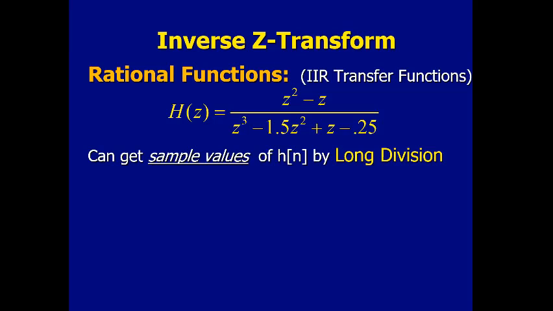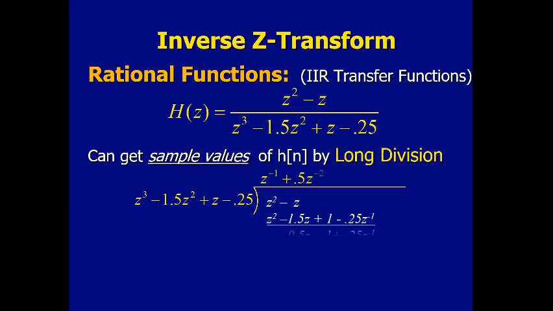So if what we're after is nothing more than sample values of the inverse transform, then simple long division will actually get those for us. I can literally divide z squared minus z by z cubed minus 1.5 z squared plus z minus a quarter, and turn the resulting quotient into an inverse z transform that gives me sample values of the h of n, the inverse transform of H of z. Let's see how that works.